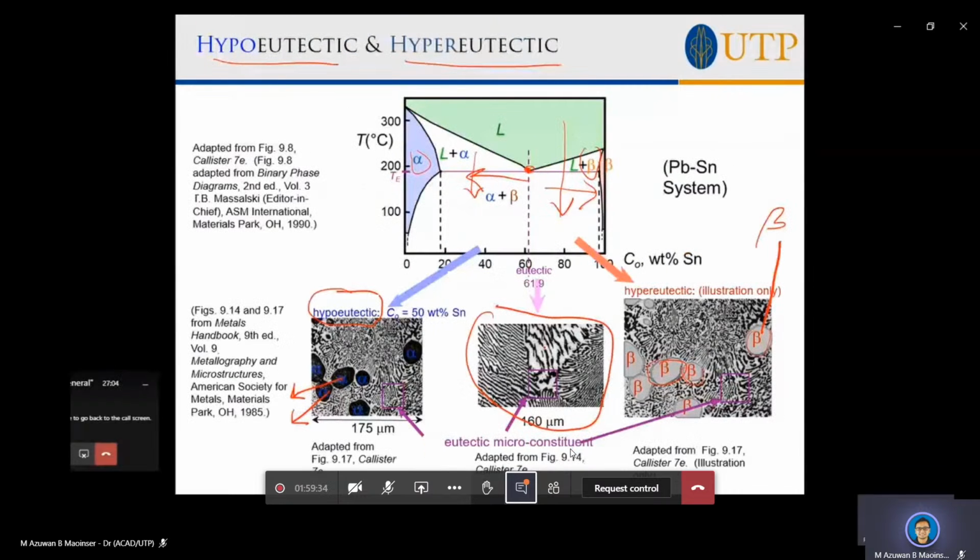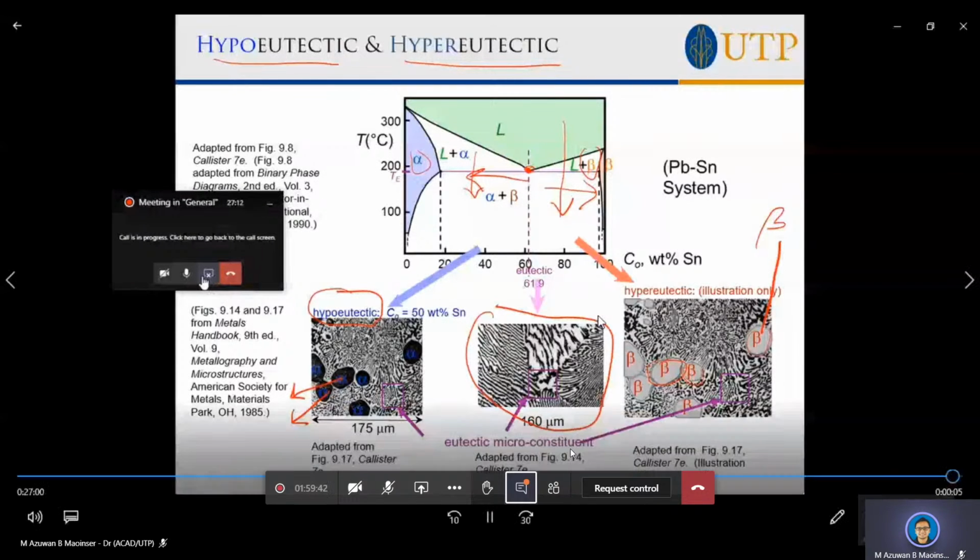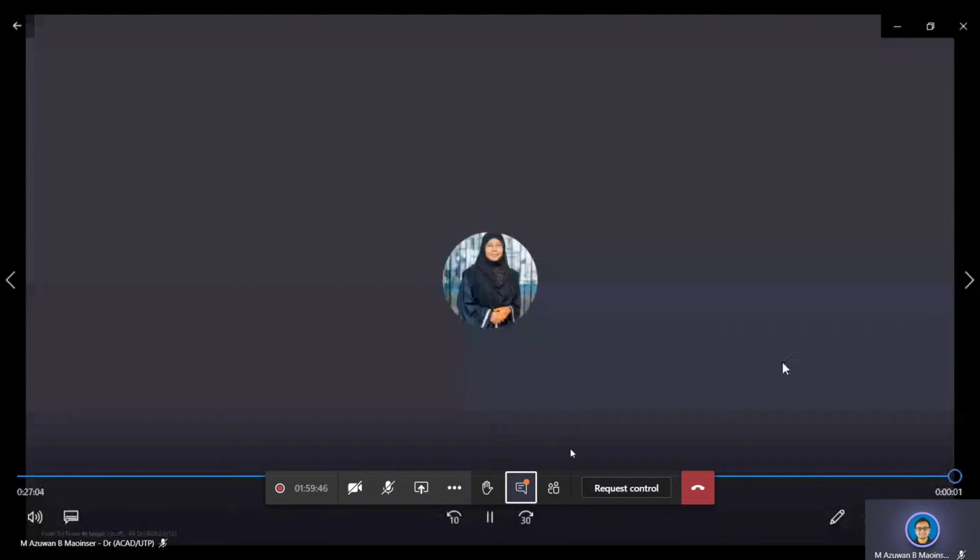Wonderful. That's where we're going to stop because we're going to move into a new phase diagram. So I will stop there and I'll see you in a bit. All right. Thank you so much.